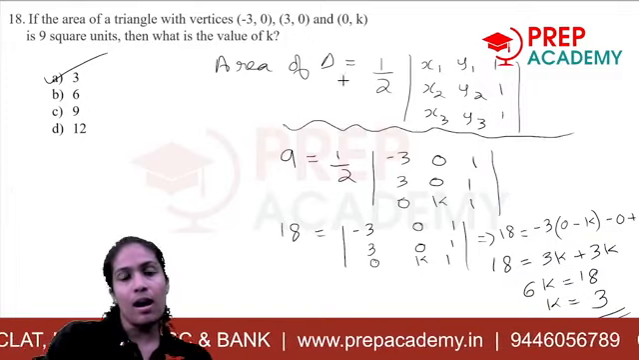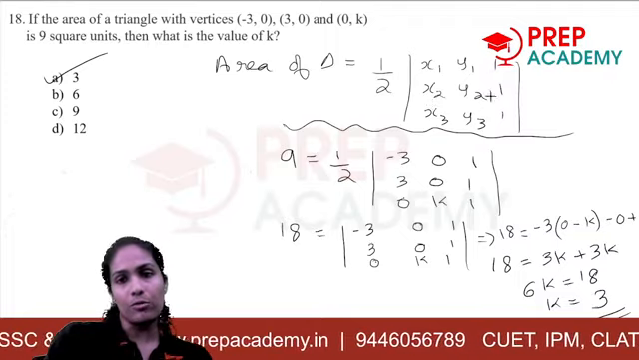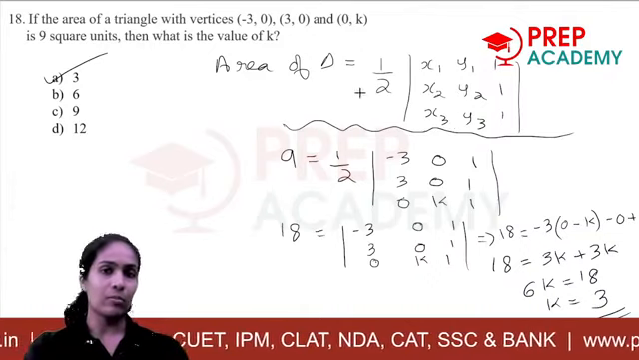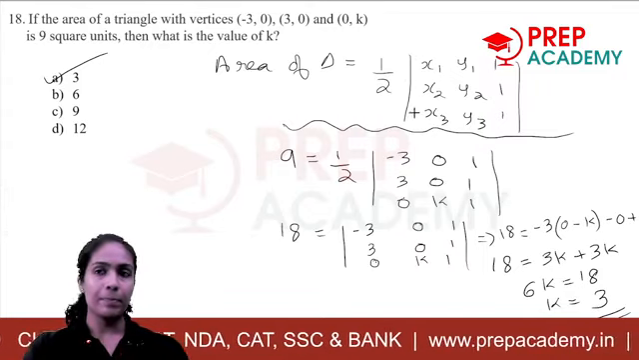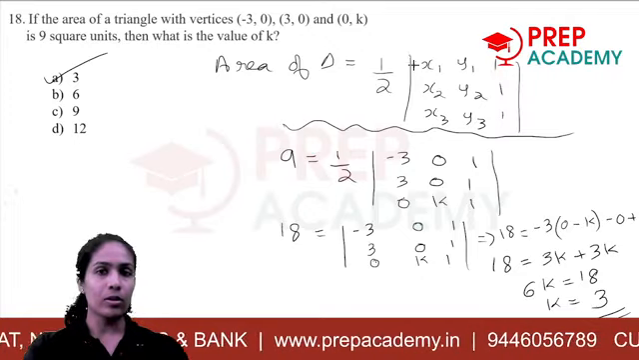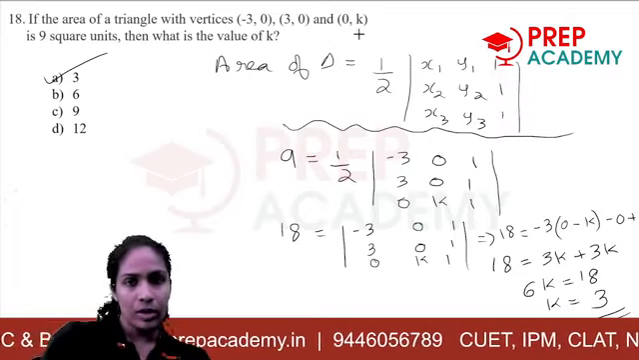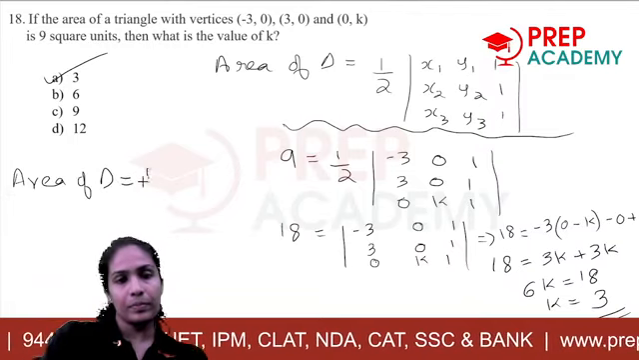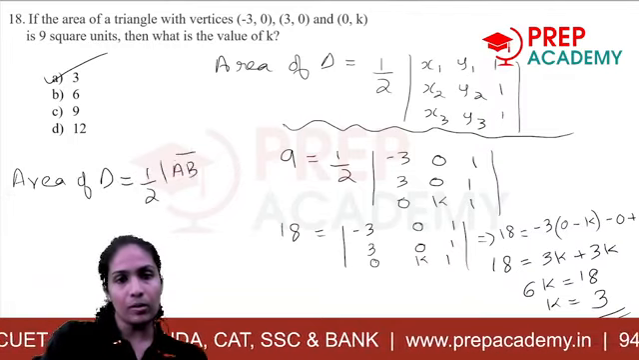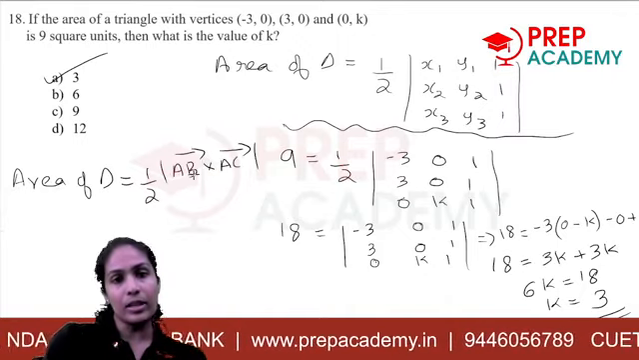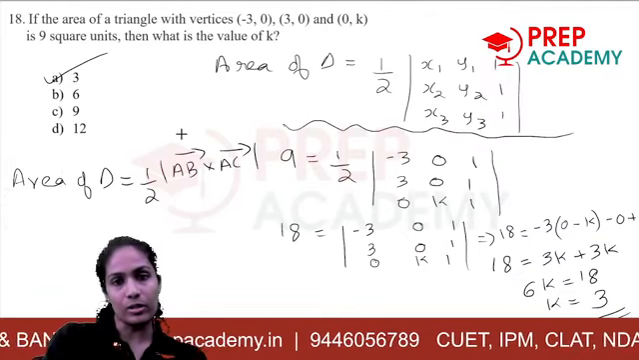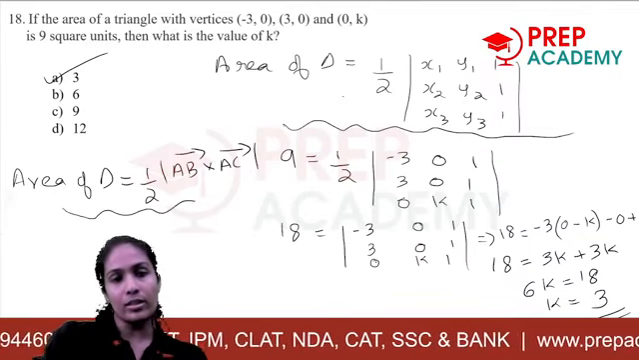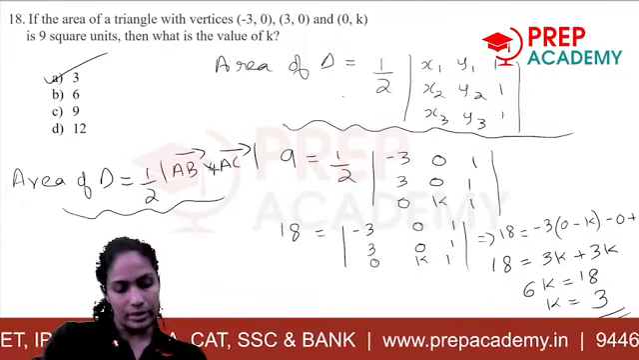Remember this formula: area of a triangle is half into the determinant of x1, y1, 1, x2, y2, 1 and x3, y3, 1, where x1, y1, x2, y2 and x3, y3 are the three vertices of the triangle. And area of the parallelogram is equal to the cross product of the adjacent sides. If the vector equations of the sides of a triangle are given, then area of triangle is equal to half into magnitude of AB cross AC. If the vertices are given, then you can use the determinant formula. The formula for vectors is 1 by 2 into magnitude of AB cross AC.